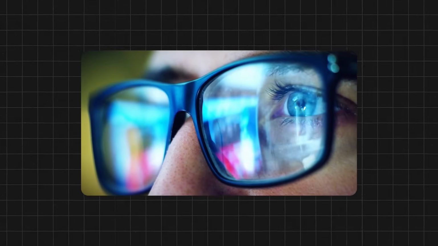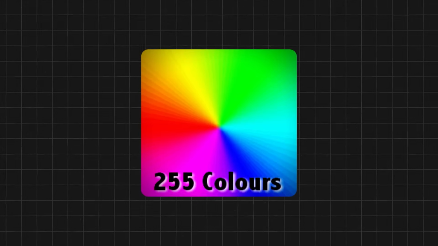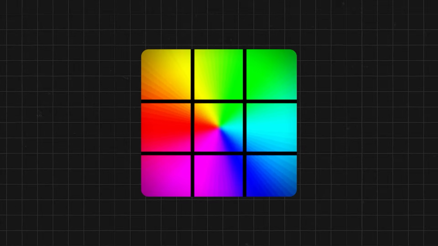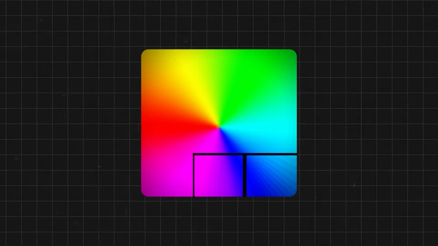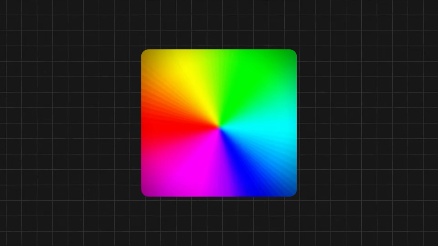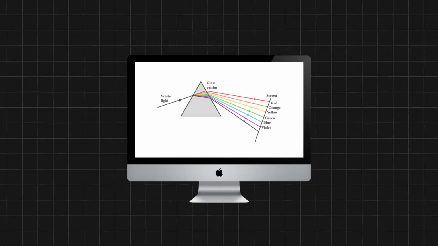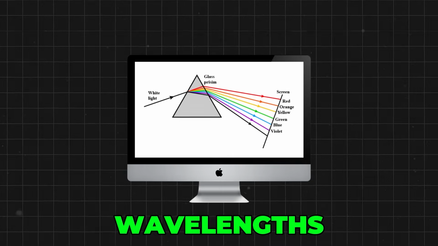Your monitor creates colors using 3 primary colors: red, green, and blue. By varying the intensity of these 3 colors, it can simulate a wide range of hues. But it's just a simulation. To reproduce those super saturated spectral colors at the edge of the CIE diagram, a display would need to emit pure monochromatic light at specific wavelengths, and your computer can't do that.